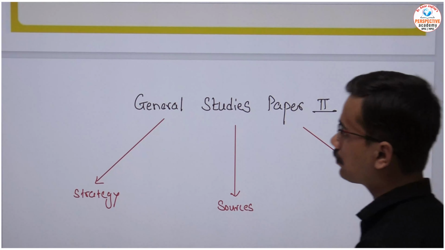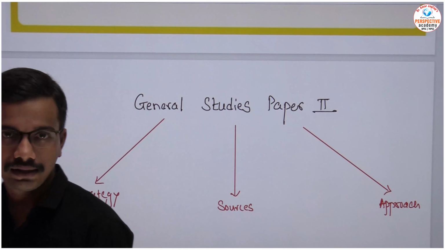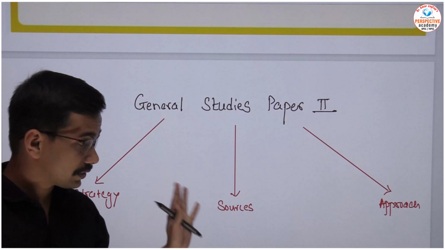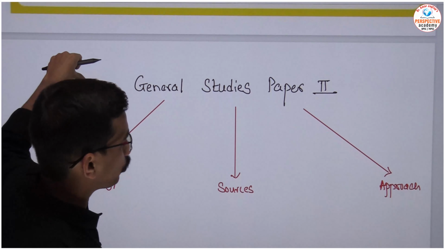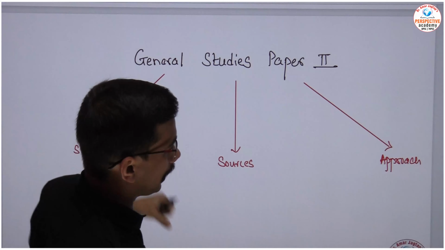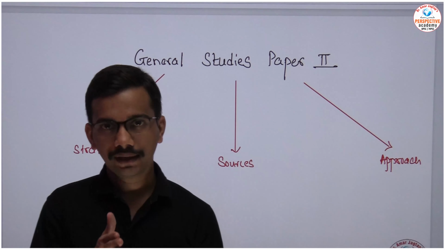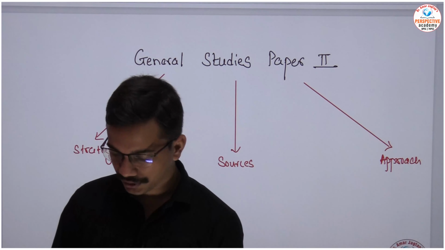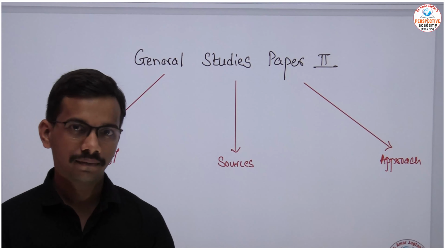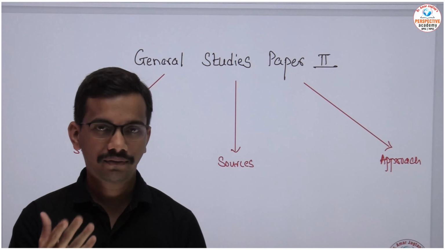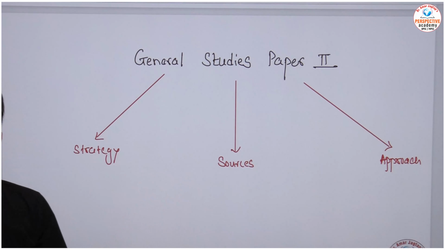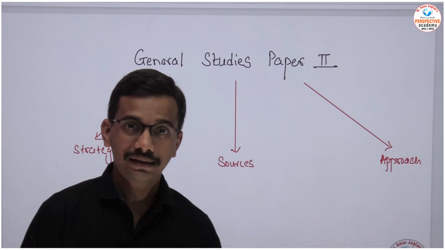What we are going to discuss in this lecture is strategy plus sources and then approach. But remember, this approach is for the descriptive pattern. Until now you had an objective exam. In the objective exam, doing Lakshmikant was enough. But now we have to write analytical answers, and for that we need a different approach. What that approach is going to be, we will discuss in this session.